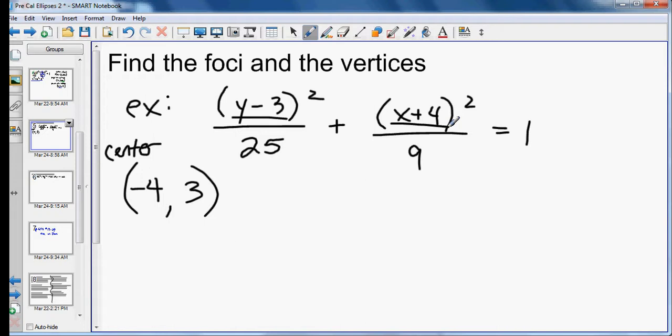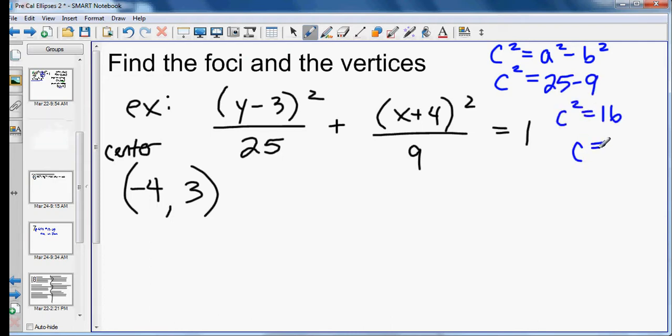And just so you know, if it doesn't come out a whole number, just leave it as a square root. So if it had been 17, then I would just want you to write c is equal to the square root of 17 and not convert over to decimals. So you would have a foci looking something like 3 plus the square root of 17, 3 minus the square root of 17, and just leave it like that. That's better in math because it's actually more exact to write it that way.